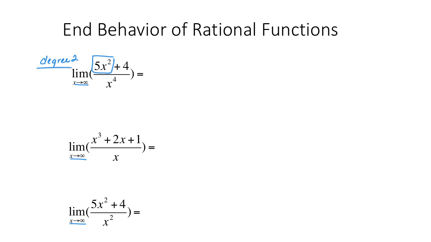On the denominator, my term with the largest exponent is x to the 4th. This has a degree of 4. Just a quick reminder, degree is talking about the exponent on the largest term when it's in standard form. So this is a case where it is bigger on the bottom. And anytime this is true, the limit is always 0. There's a horizontal asymptote in this graph, which is forcing this function to be 0. I'll show you the graphs of each one of these as we find the limit.